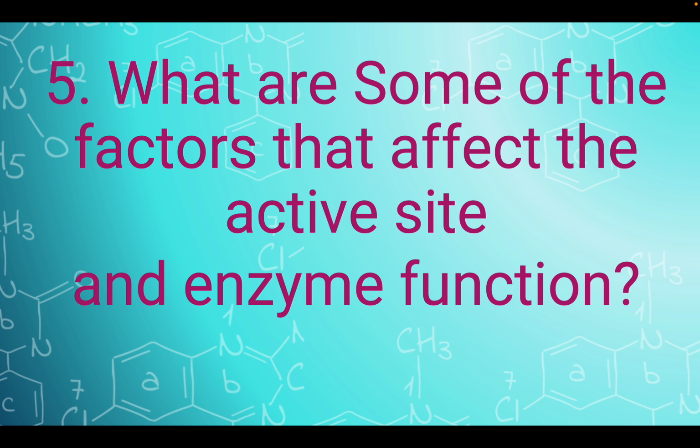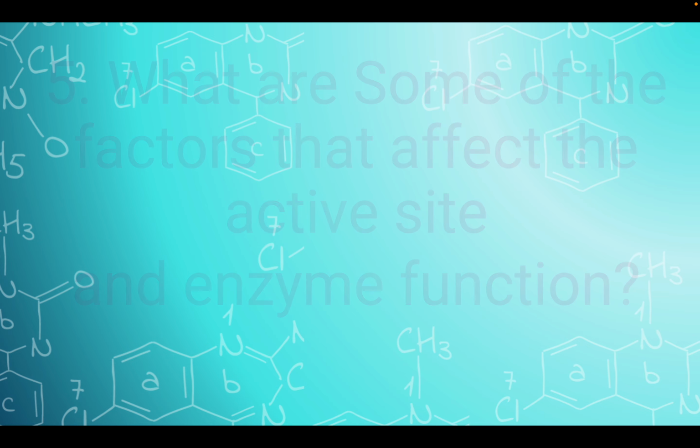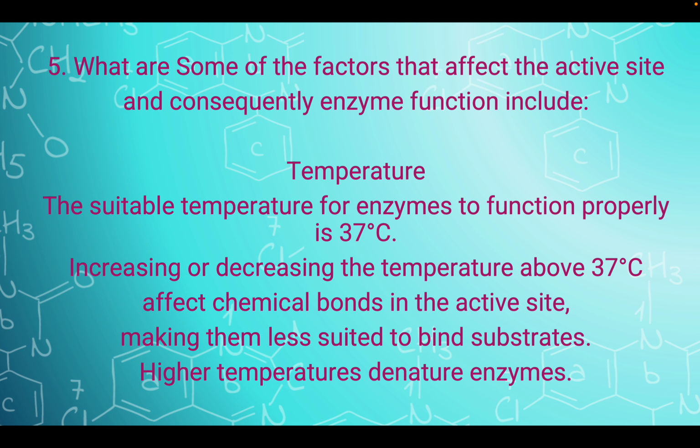The fifth question, what are some of the factors that affect the active site and enzyme function? What are those factors? 1, we have the temperature. Suitable temperature for enzymes to function is 37 degrees Celsius. Increasing or decreasing the temperature from 37 affects chemical bonds in the active site, making them less suited to bind substrate. Higher temperature denatures the enzyme.